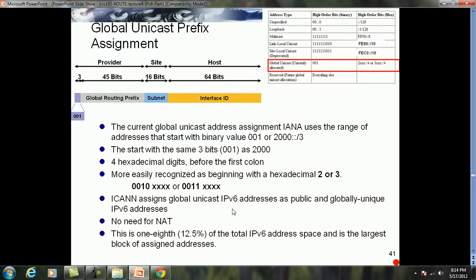I can assign a global unicast IPv6 address as a public and globally unique IPv6 address. No need of NAT. This is 12.5% of the total IPv6 address space and is the largest block of assigned addresses. So we can use it. No need of NAT, nothing.